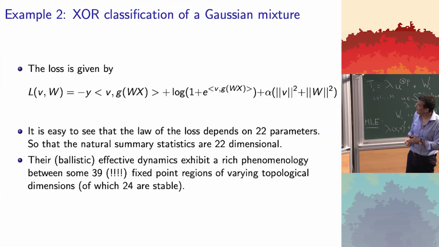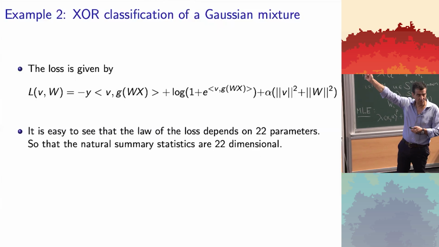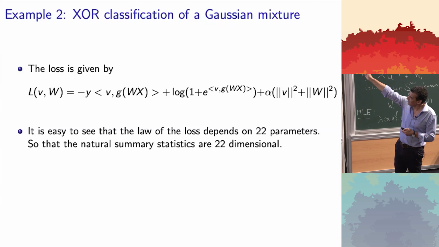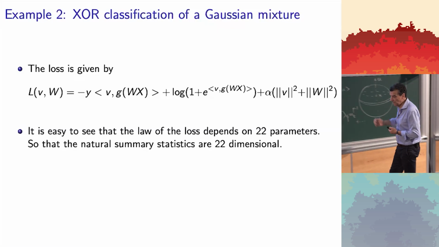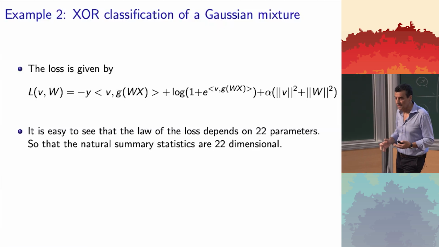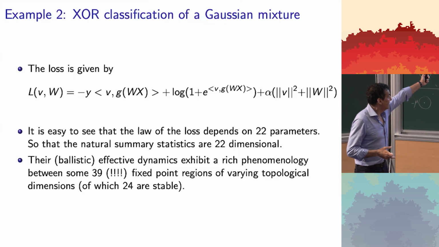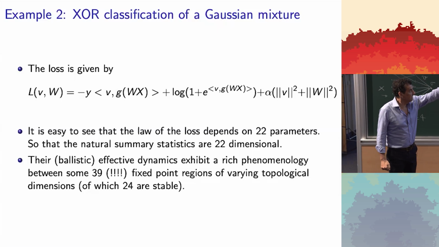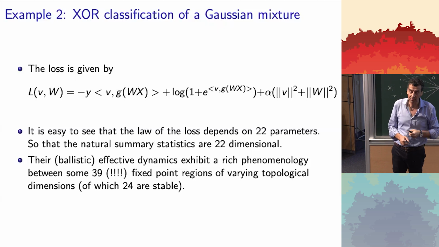I won't show you everything. They are, in fact, lower than this. They are dimension, I forgot now, something like dimension 13, because you have, in fact, a certain number of those dimensions that are not very useful. They don't move fast. But anyway, if you do this, the summary statistics and the effective dynamics of this are crazy. Okay, the dynamical system is like, wow. So I just show you a little bit. The effective dynamics in the ballistic regime exhibit a rich phenomenology. There are 39 fixed point regions.